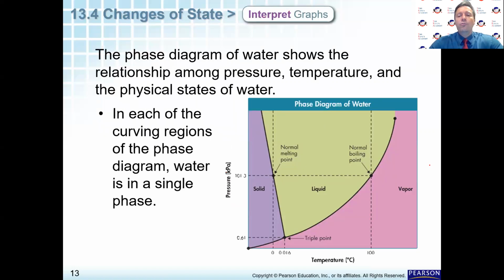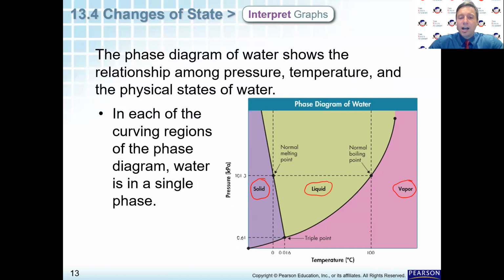So here is one for water. We're very familiar with a lot of things about water, so I want to look at this with you real quick. First off, we notice the curved lines. We see some color coordination. We see solid here in this purplish color, liquid here in the yellow, and then we see vapor in this velvetish color.